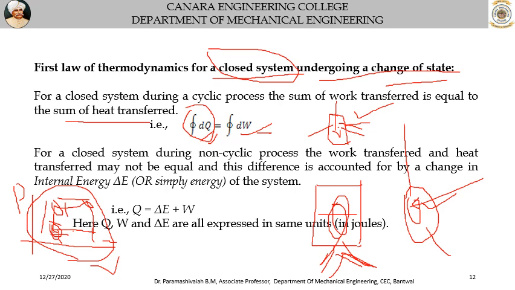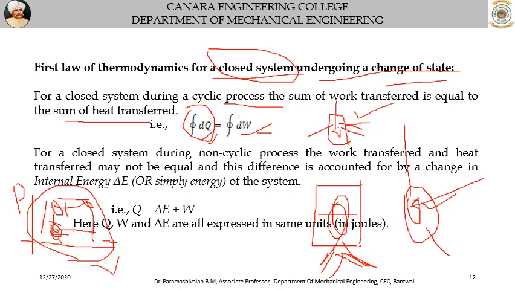Whatever the work done is converted into heat or energy. So that is the meaning of this first law. It states that for a closed system during a cyclic process, the sum of work transferred is equal to the sum of heat transferred.